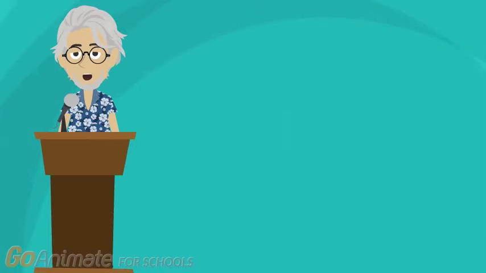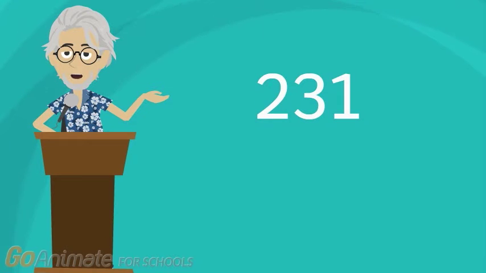Back when you learned how to read and write numbers, you learned about the digits 0 to 9. To write numbers larger than 9, we learned to use the place value system. Let's say we have the number 231.